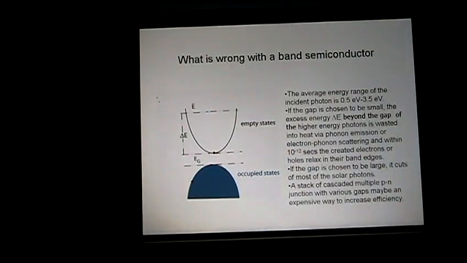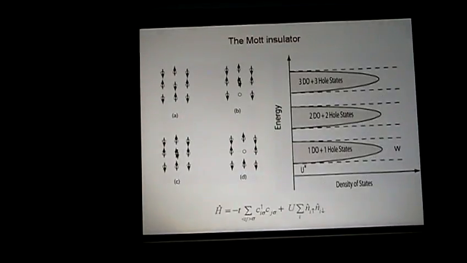If instead, to avoid these hot electrons, you increase the gap, then you cut off most of the solar photons. And if you try to cascade multiple PN junctions, this is, as mentioned earlier, an expensive way to increase efficiency. So the question is: is it possible to use some other material which can demonstrate the photovoltaic effect, and is it efficient?